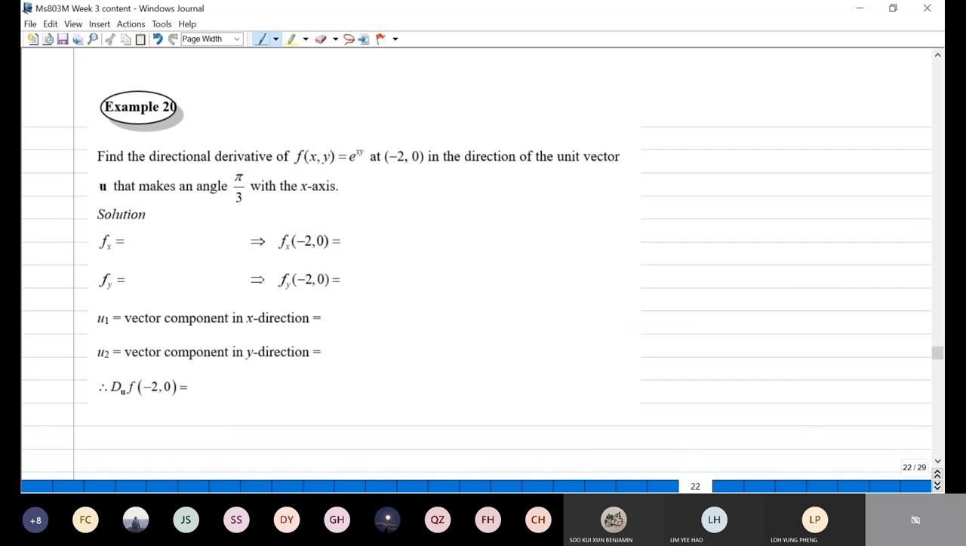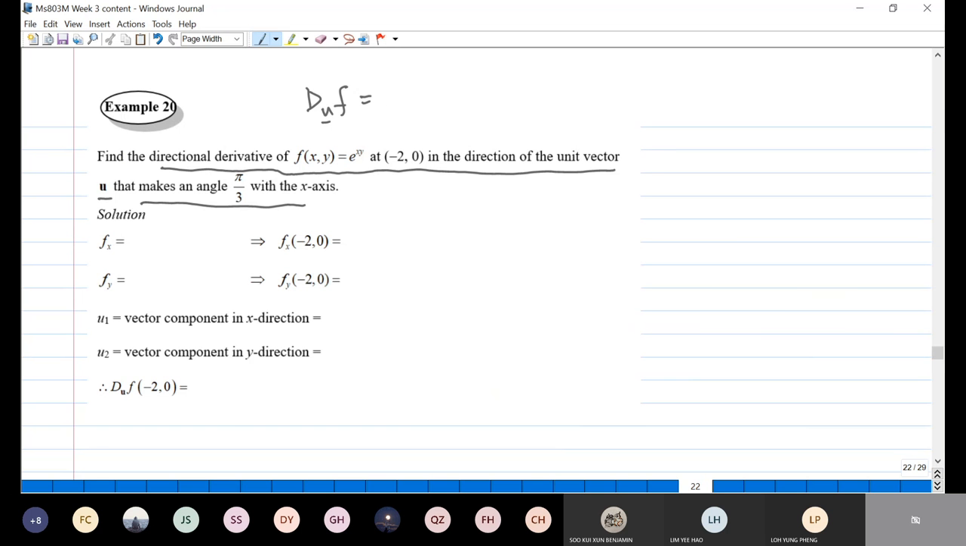Find the directional derivative of f(x,y) at the point (-2, 0). Directional derivative, how to do that? So what's the meaning of directional derivative? Last time I told you that directional derivative is del f, in the direction of unit vector u, making the angle pi over 3 with the x-axis. So what they are looking for, look carefully here, is the directional derivative D_u f.